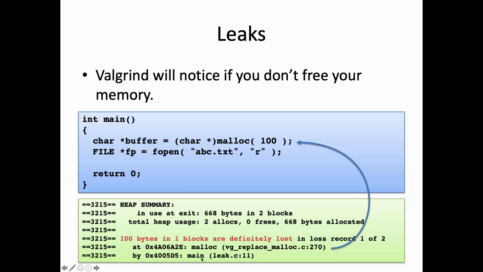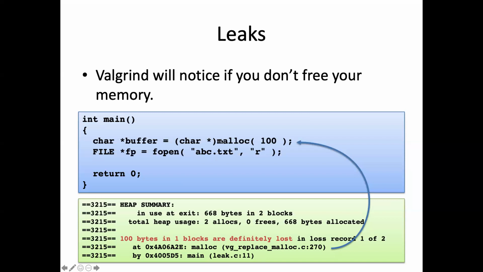Here's where you called malloc. So it'll tell me the line of code where I allocated that block. It can't tell me where I should have freed that block. That's kind of up to me as the programmer. But it can at least say, oh yeah, you allocated it here. Maybe you need to think about your plan for where that's going to get freed.